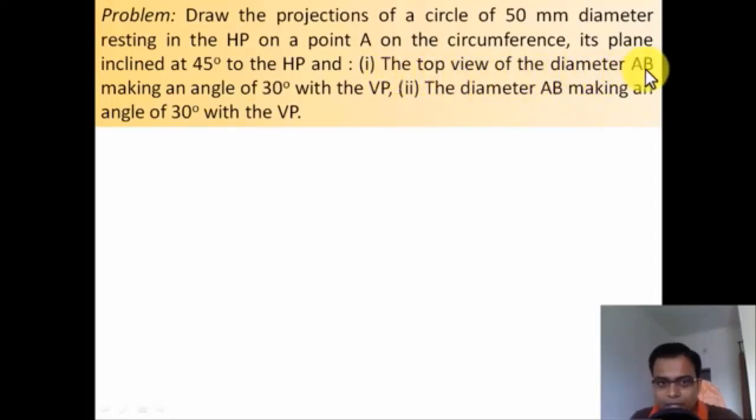The top view of the diameter AB making an angle of 30 degrees with the VP, and then in case 2, the diameter itself, that is diameter AB itself, making an angle of 30 degrees with the VP. Okay, now let me write down the given data.